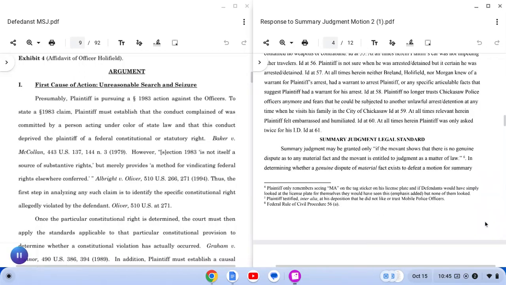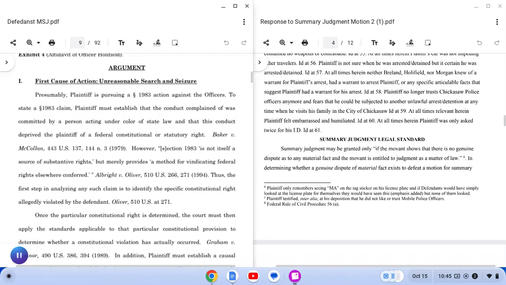Got it. Okay, so what we're going to do here is I'm going to read you theirs. I'm going to read you everything that they are arguing against my particular cause of action, which would be an unreasonable search and seizure. I think I put unlawful search and seizure in mine. Once I finish reading theirs, I'm going to read you the standard for summary judgment, and then I'm going to read you my response in opposition to them arguing against my first cause of action. Hopefully that makes sense for y'all.